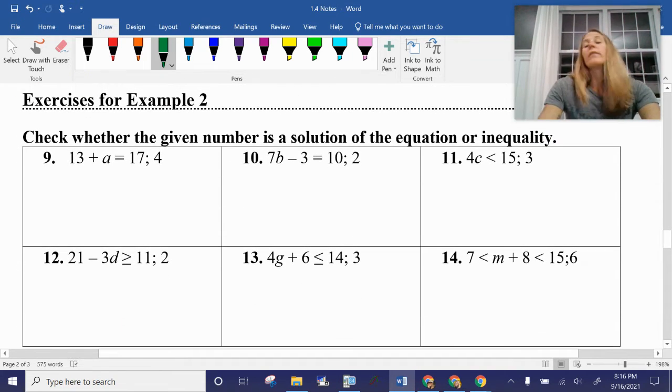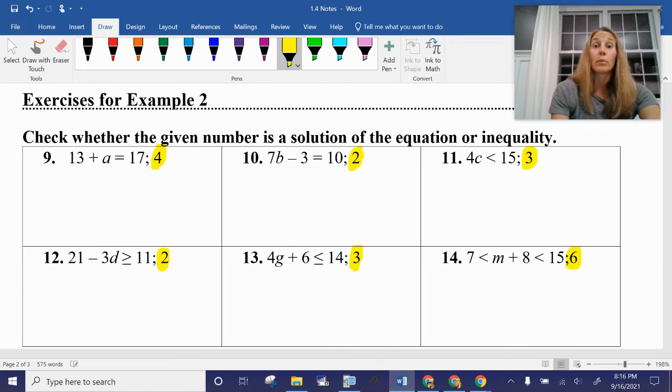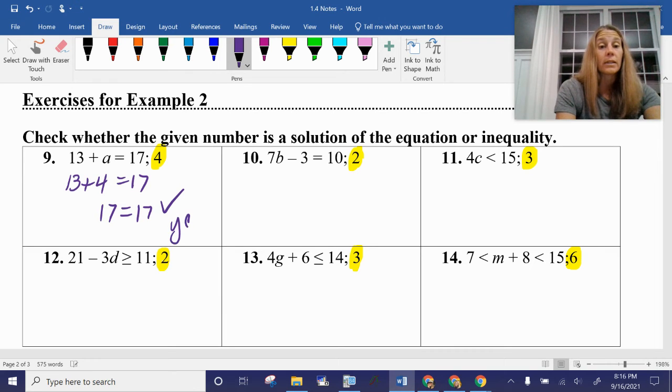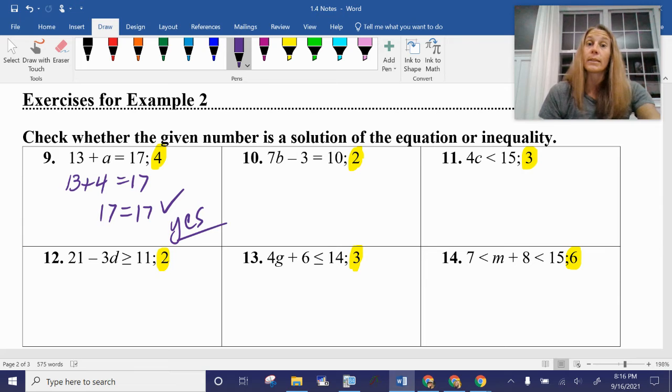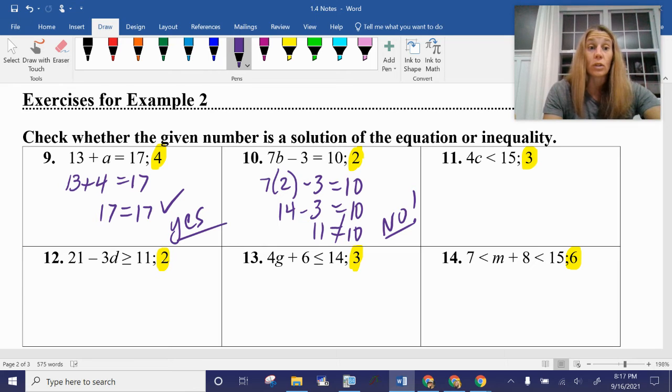So let's check a few more of these. This time we're going to get specific numbers to check for. That's what you see here after those semicolons. Those are the numbers that we're going to substitute in and check. For number 9, I'm putting in a 4. 13 plus 4 is 17. 17 does equal 17, so that would be a yes, 4 is a solution. For number 10, we're going to put in the 2. 7 times 2 is 14. 14 minus 3 is 11. 11 does not equal 10, so no, 2 would not be a solution to that equation.